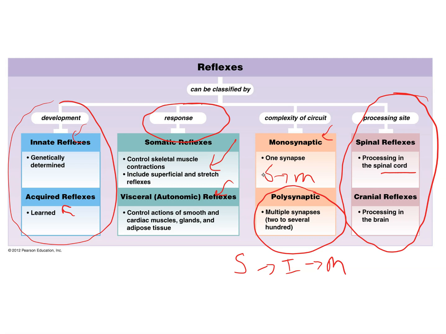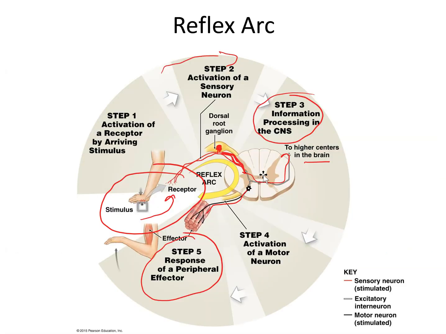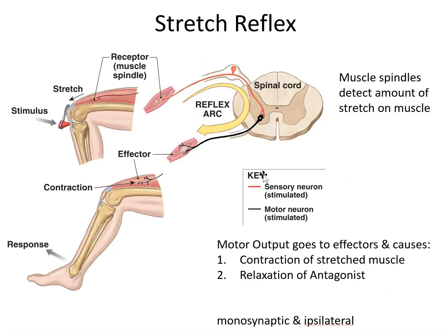So we talked about the reflex arc, and now we're going to go ahead and jump into some reflexes and think about this pathway. So the first reflex is called a stretch reflex, and this is found in all of your skeletal muscles. And the receptor is called a muscle spindle. So the muscle spindles detect the amount of stretch on a muscle. That's their job. They're little muscle spindles. They monitor stretch. When the muscle is stretched, that's what activates it. Okay, so the stimulus is a stretched muscle.